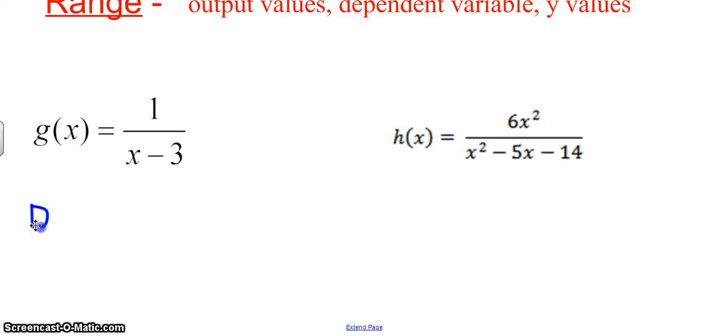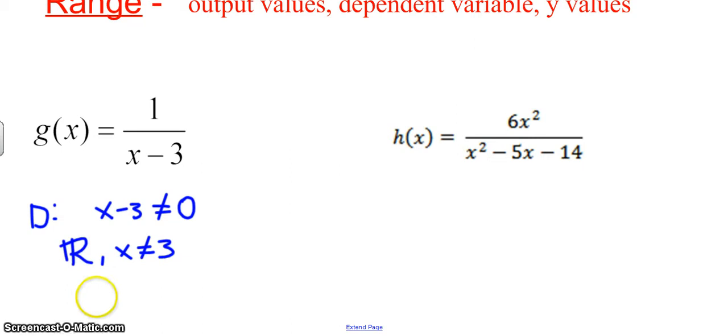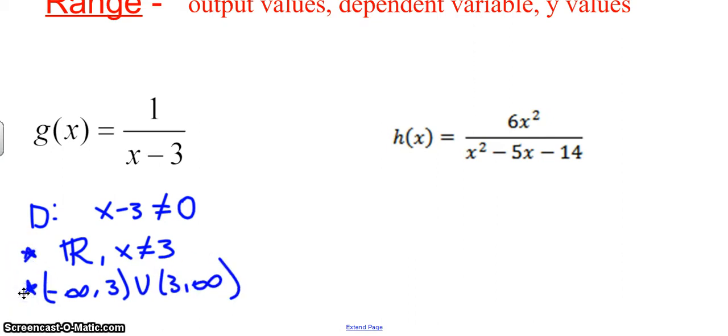So our domain value is going to be that x minus 3 can't be equal to 0, which means that x can't be equal to 3. So our domain is going to be all reals with x not equal to 3. If you remember from notation, you can write that as negative infinity, comma, 3 in union with 3 to infinity. I would accept either one of these for a final answer.